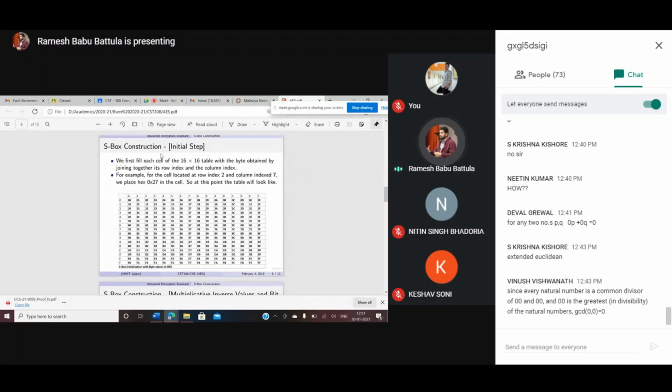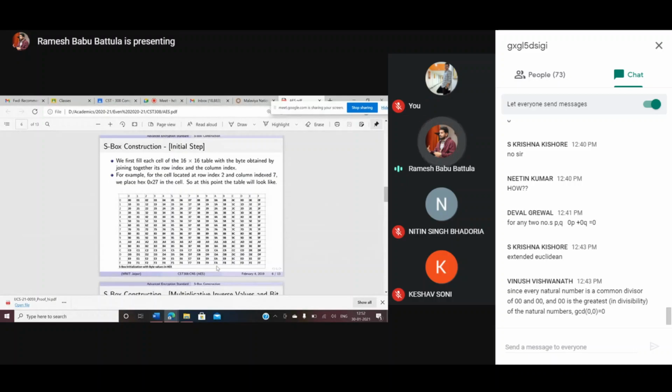Are you clear now? So now we are discussing the S box construction. You might be seeing on the screen the first step to construct the S box. You have 0 to F values for your column and 0 to F values for your row. And every time, as we observed, the first byte value represents row information and the second represents column information, and so on. You need to fill these.